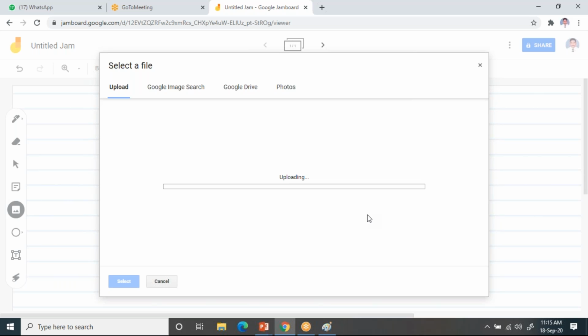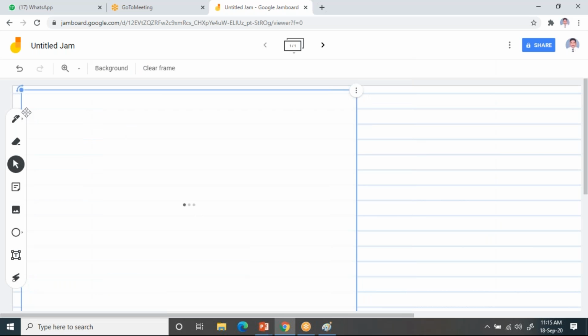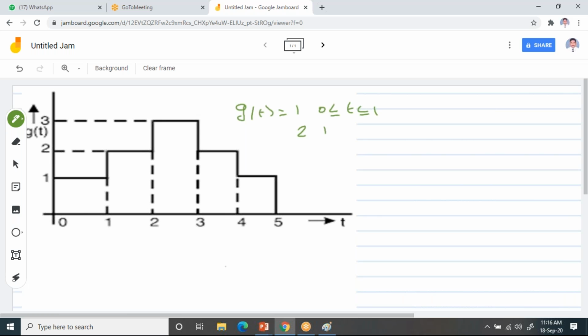Now observe this image. Now I need to write the equation for this, which we already discussed. I can say g of t is equal to 1 for 0 less than t less than 1, 2 for 1 less than t less than 2, 3 for 2 less than t less than 3, and no, sorry, it is again 2 for 3 less than t less than 4, and it is 1 for 4 less than t less than 5.